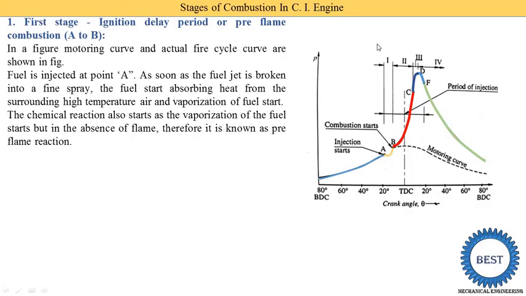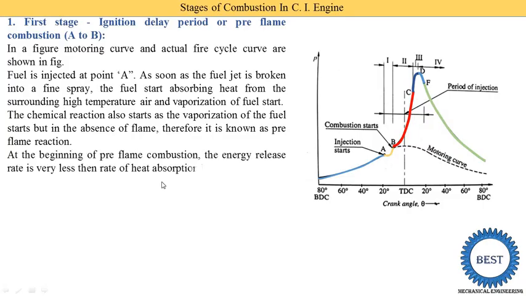So that's why it is written as stage A, and it is represented in terms of the crank angle theta. At the beginning of pre-flame combustion, the energy release rate is very less than the rate of heat absorption by the fuel, because the amount of fuel vapor is small. It means the diesel is sprayed, and the energy release rate is very less than the heat absorption, meaning the diesel has absorbed some quantity of heat. That's why this line is slightly going down, meaning pressure slightly decreases, then again it increases.